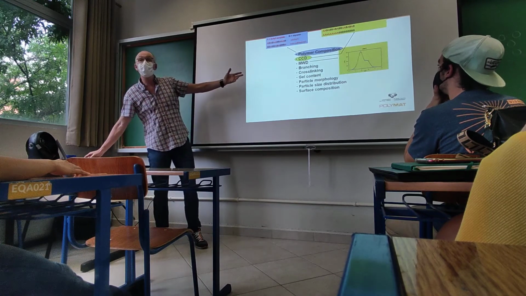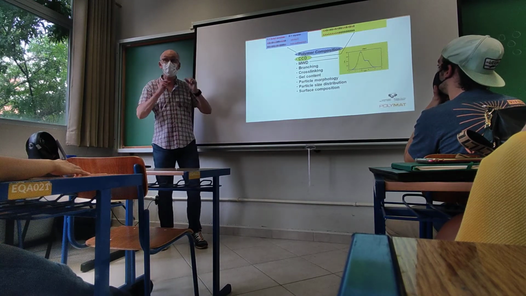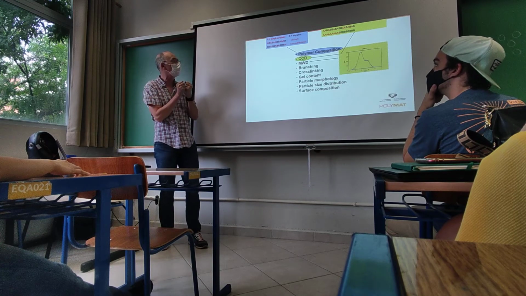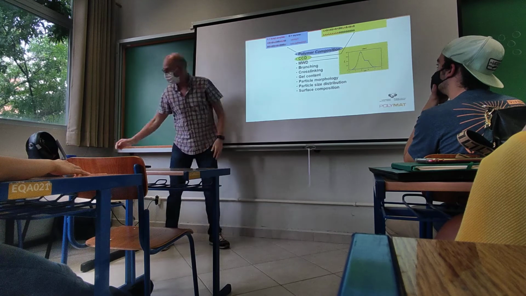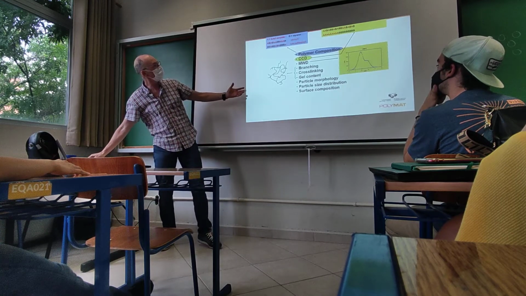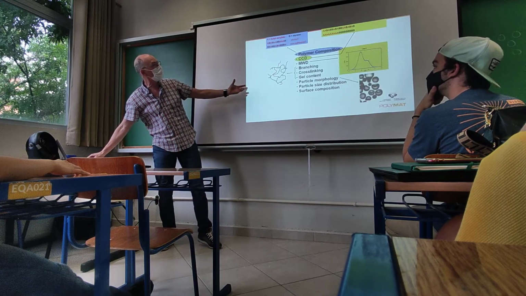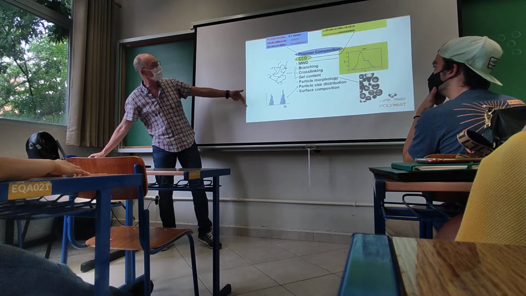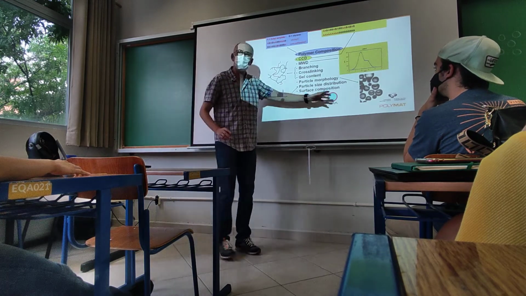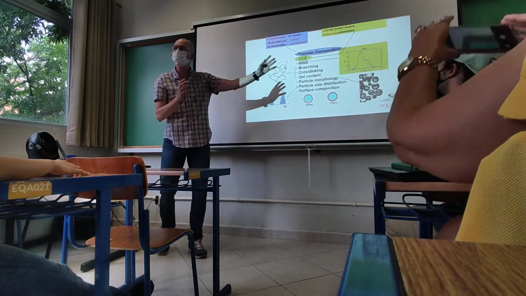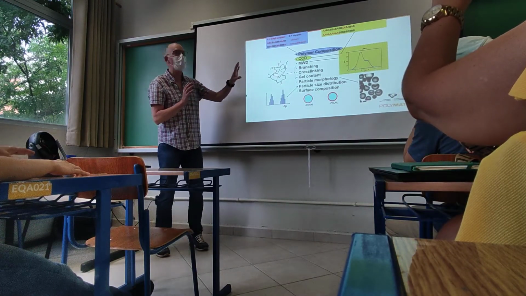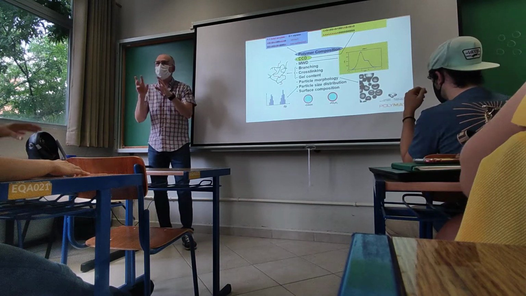But the molecular weight distribution is also very important. As I said, we can produce higher molar masses in emulsion polymerization, so mechanical properties can be good. Branching, cross-linking. So these are also properties that we have to control. The particle morphology, the particle size distribution, and the surface composition. All of these characteristics of the polymers produced during emulsion polymerization define the final properties.